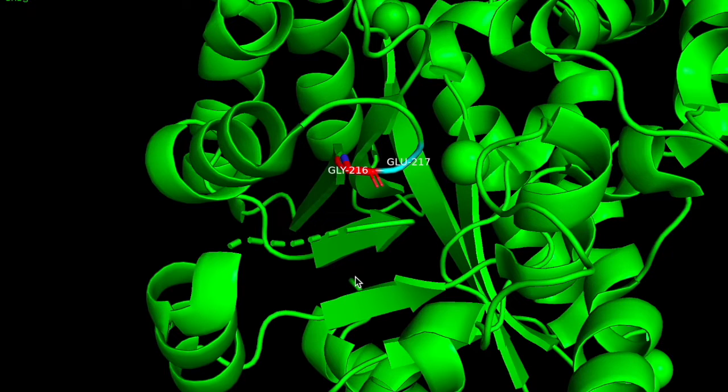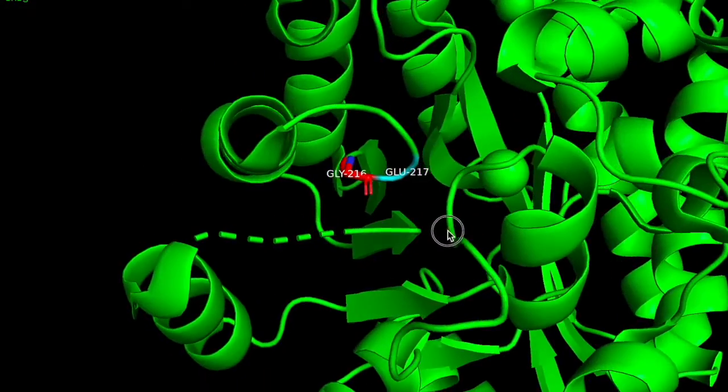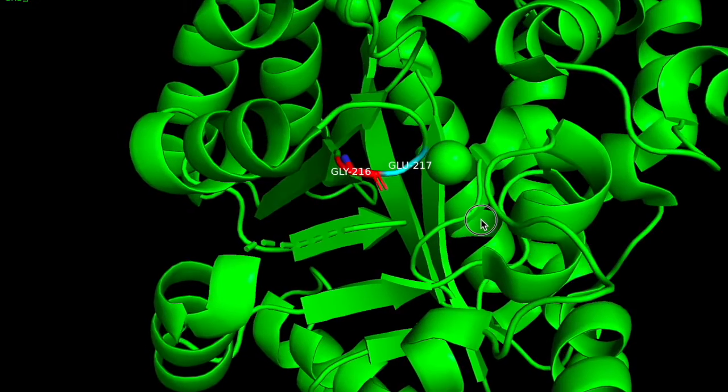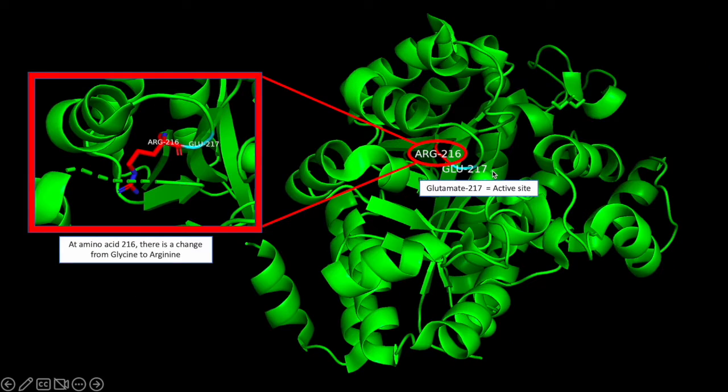However, as you can see here, this is the 3D structure of the ADA protein. The glutamate 217 amino acid in blue over here is the active site, which is important for the formation of inosine from adenosine. However, the nearby residue of glycine 216 can be mutated into arginine. And as you can see, we have the final form of the protein here. The glycine has been changed to an arginine amino acid.